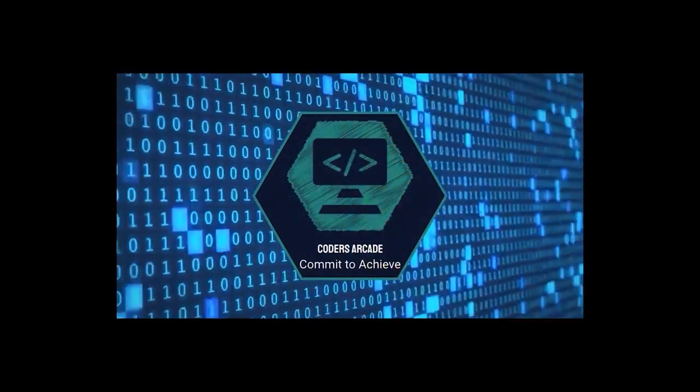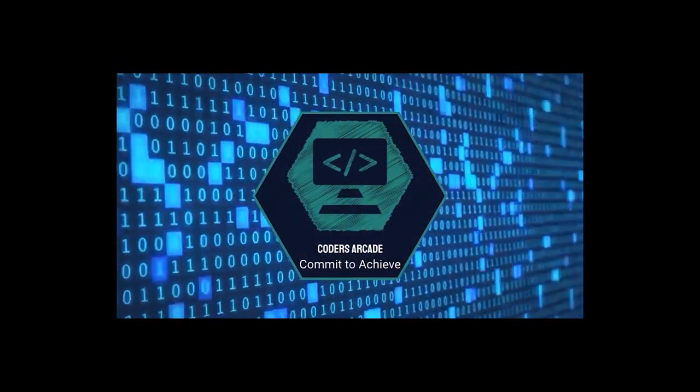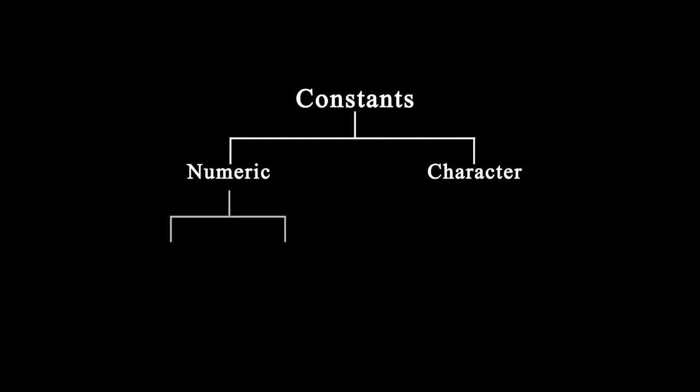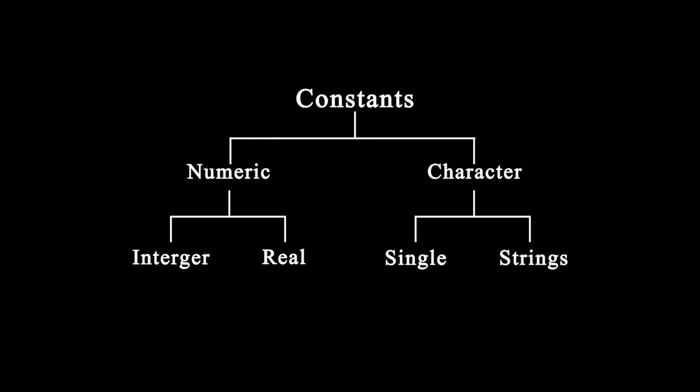Hey guys, so in this video we will be talking about our next topic, which is constants. Constants in C refer to fixed values that do not change during the execution of a program. C supports several types of constants such as numeric constants and character constants. Numeric constants consist of two more constants, which are integer constants and real constants. In a similar way, character constants also have two more constants, which are single character constants and string constants.